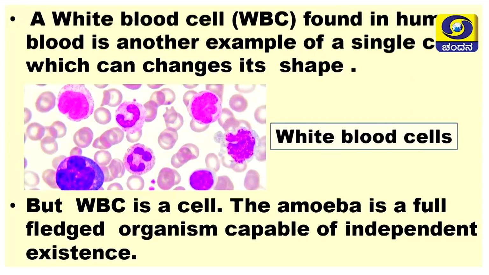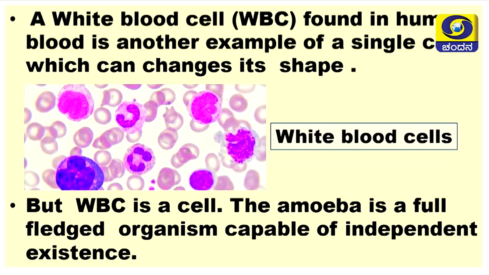Here you can observe the white blood cells. White blood cells are found in human blood. Is there any cell that changes its shape just like an amoeba? Yes, the white blood cell, which is found in human blood, is another example of a cell changing its shape.